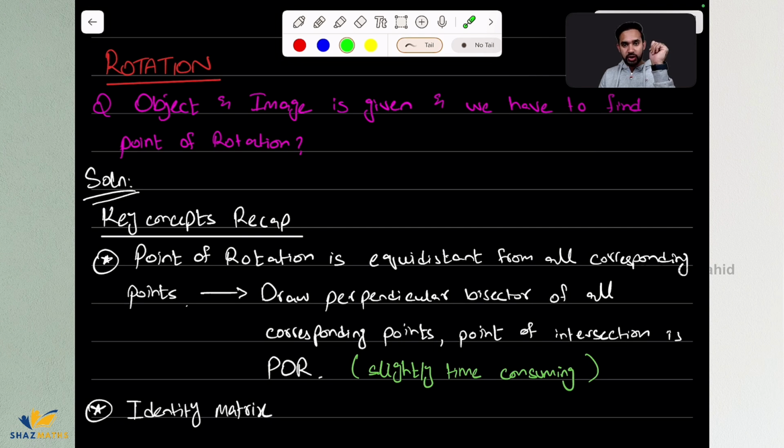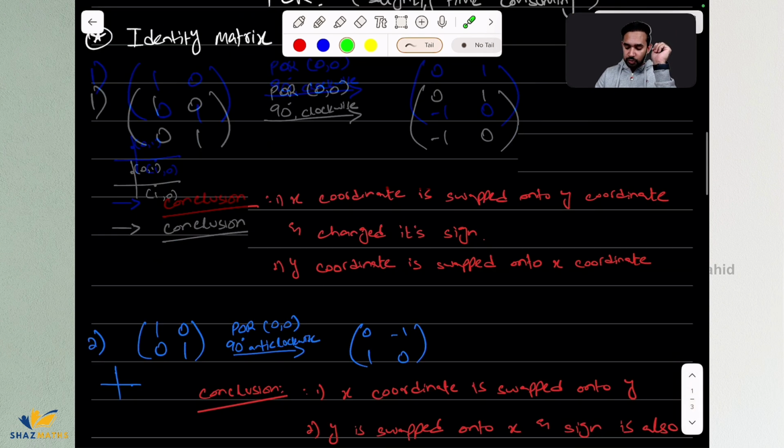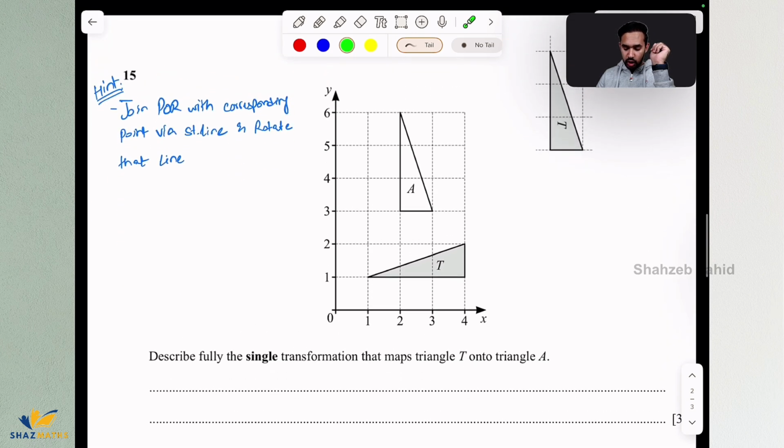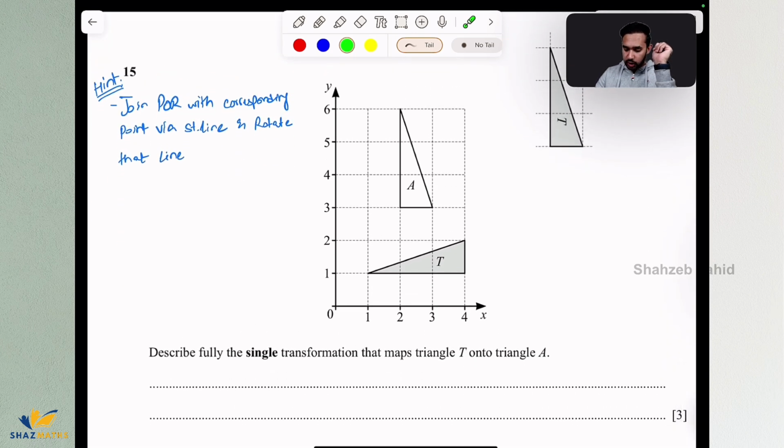Now, what's that shortcut method? It's using the same concept. We'll use the same concept, right? But we won't actually draw all the perpendicular bisectors of all the corresponding points. Rather, we'll just do it in a slightly quicker method. Let's have a look. Let's implement this concept onto this example, and we'll get to know how we're going to do those things quickly. All right.